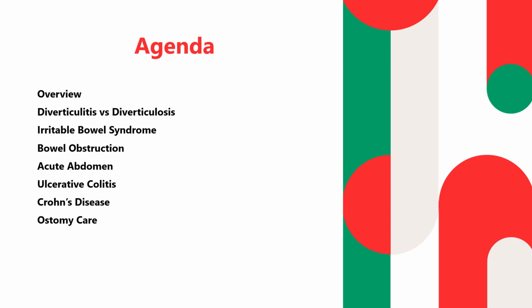This is our agenda. So we're going to do a quick overview of the GI system. We're going to talk about diverticulitis versus diverticulosis, go into IBS, bowel obstruction, acute abdomen, ulcerative colitis, Crohn's disease, and we'll end on ostomy care.